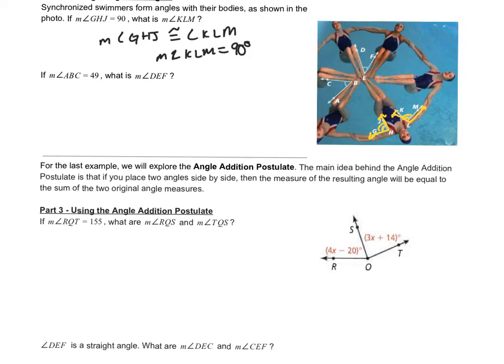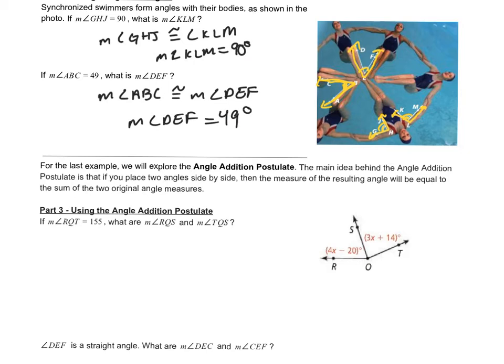All right, second part. If ABC is 49, all right, here's our tick. What is DEF? Well, we have one tick mark, so what we're saying is that tick mark represents that these two angles are congruent. So the measurement of angle ABC is congruent to the measurement of angle DEF. So the measurement of angle DEF is in fact 49 degrees. All right?